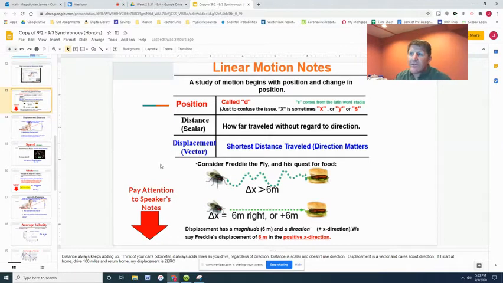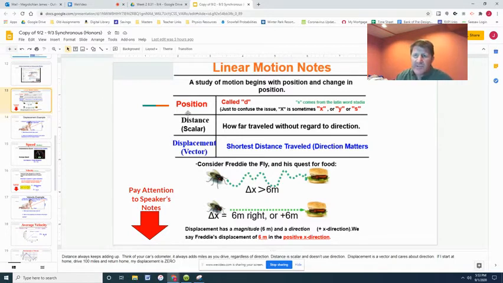All right, we are going to go over the linear motion notes. We're going to get into kinematics now, and we are going to talk about 5 different concepts. The first one being position, and then we're going to look at distance versus displacement, and then we're going to look at speed versus velocity. So let's start off talking about position.